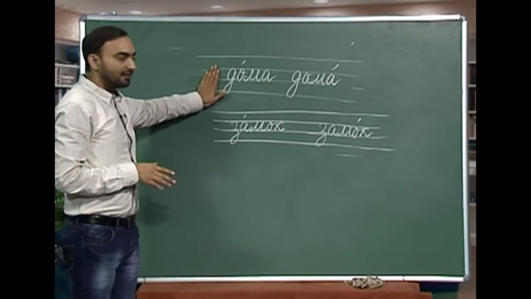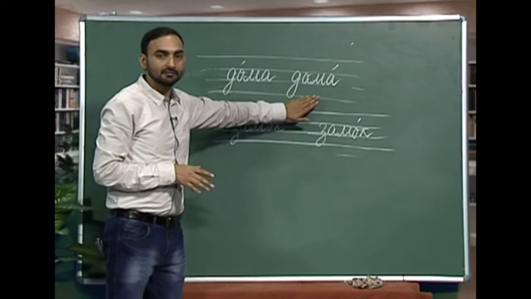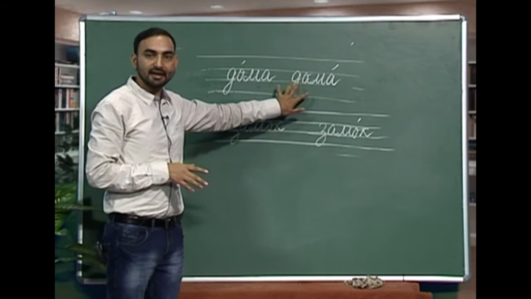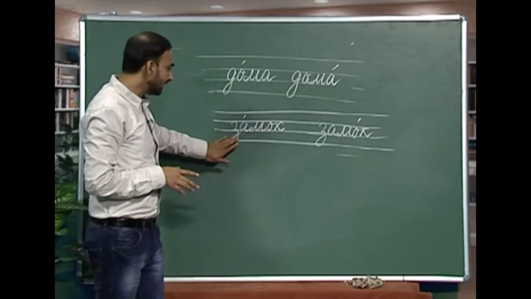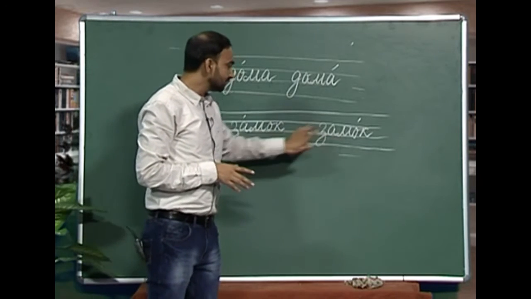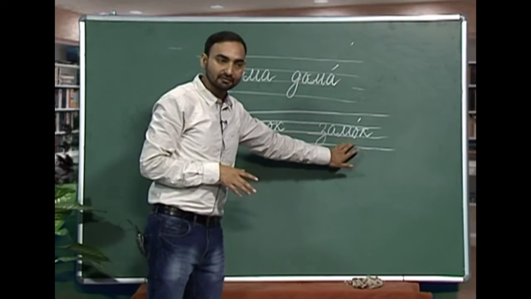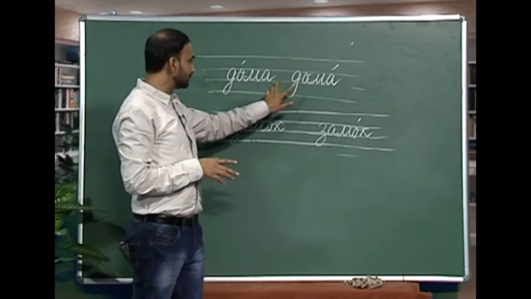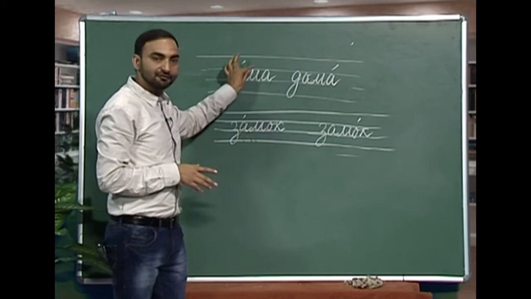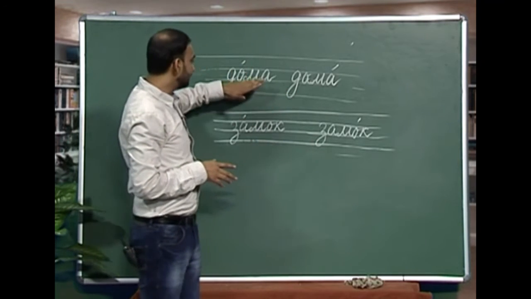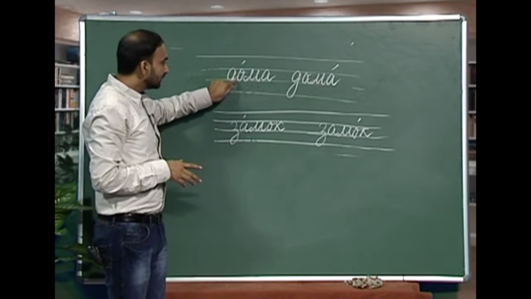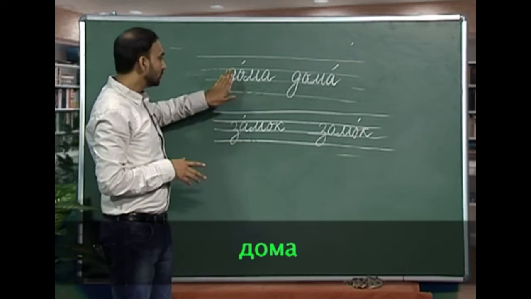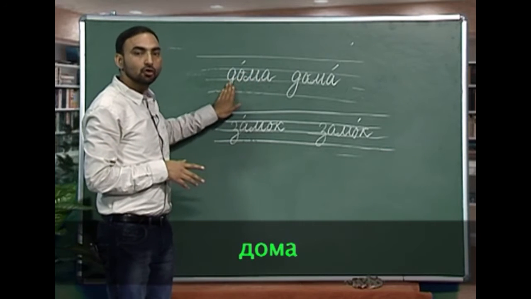See here, I have written 4 words, out of which 2 of them are written exactly in a similar way. The spellings are the same. The only difference between these 2 words is the position of the stressed vowel. In the first word, the vowel O is stressed. So, how will we pronounce this word? Doma.